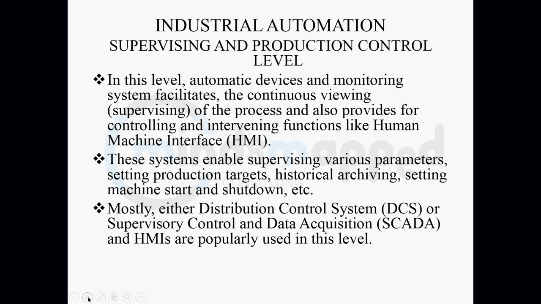So supervising and production control level, right? In this level, automatic devices and monitoring system facilities provide continuous viewing and supervising of the process, and it provides controlling and intervening functions like HMI as well. As I told you, this is where you get your SCADA systems. These systems enable supervising various parameters, setting production targets, historical archiving, setting machine start and shutdown, etc. So mostly DCS or SCADA systems and HMIs are used in this level, which we already discussed. Any questions?